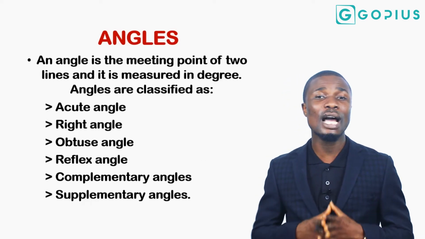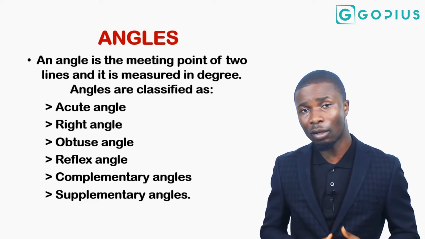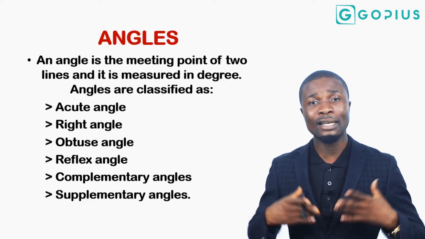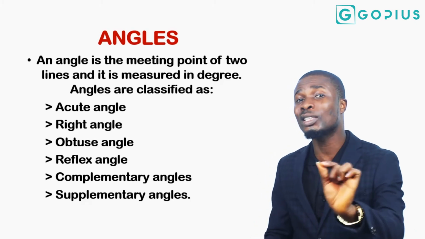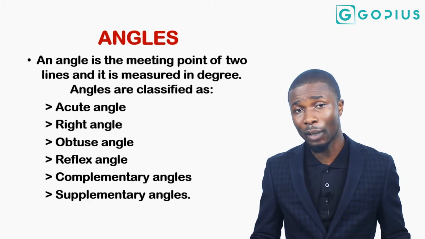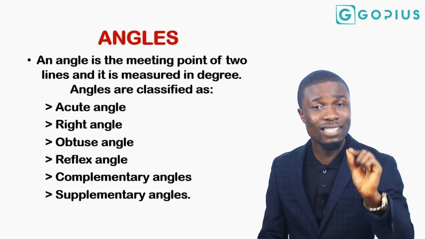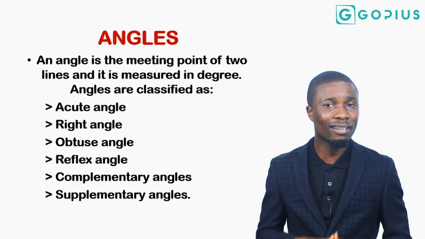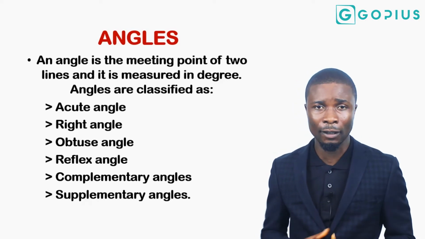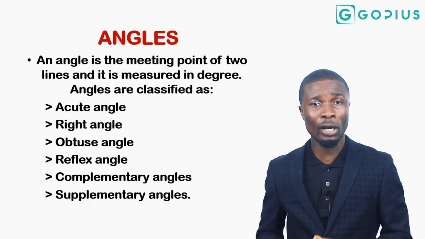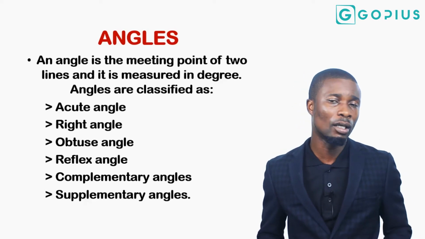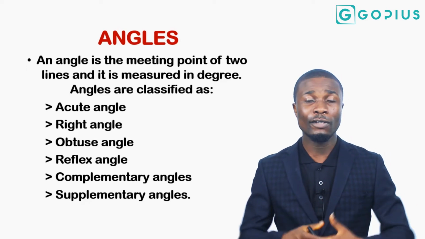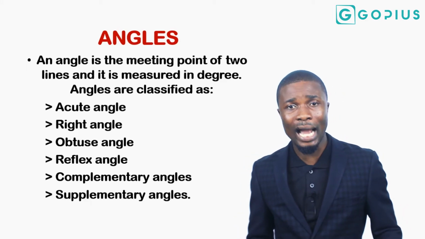And of course angles are called supplementary angles if they add up to give you 180 degrees. So if we have two or more angles, and the sum of all these angles will give us 180 degrees, we call them supplementary angles. If they add up to 90 degrees, we call them complementary angles. If it's more than 180, less than 360, we call it a reflex angle. If it is more than 90 but less than 180, it's called an obtuse angle. If it is equal to 90 degrees itself, it's called a right angle, and of course if it is less than 90 degrees, it's called the acute angle.